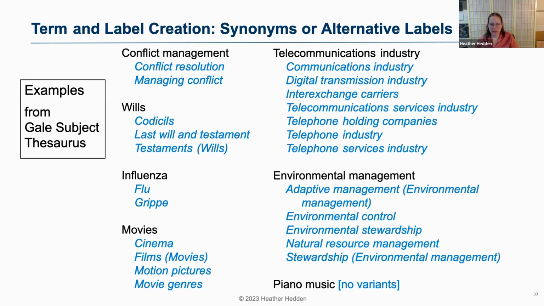So some of these, like conflict management, conflict resolution, and managing conflict, are the alternative labels. Now, if you were a legal expert, you might say, oh, no, that's not the same. You know, conflict resolution and conflict management are not the same. But for our use, they're the same. They're equivalent enough. Our documents, our content, that would be the same. Someone looking up one would look for the other. And you will notice the parenthetical qualifiers on some of these, because the word film could have other meanings in science. And I said, this is one big thesaurus covering everything. And old names like telephone holding companies. And then you see at the bottom, piano music doesn't have any. Not every term needs to have an alternative label.